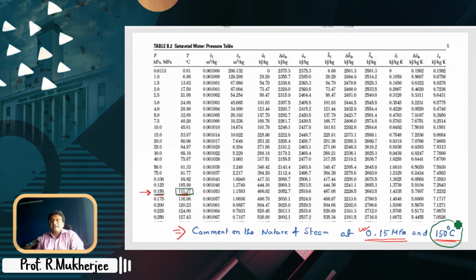It's 150 degrees centigrade. So what is the conclusion? The conclusion is, I told you to comment. Whatever you can infer, the conclusion is this is superheated steam. And what is the degree of superheat? Is it clear to all why I say it's a superheated steam?